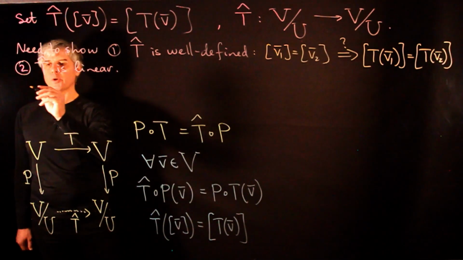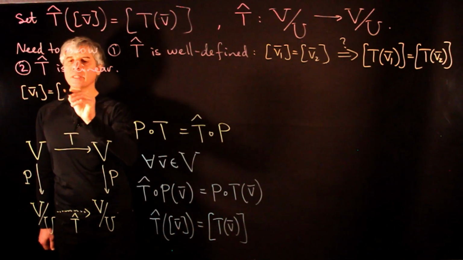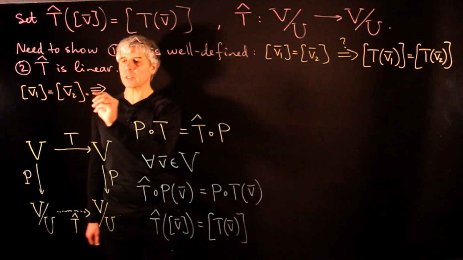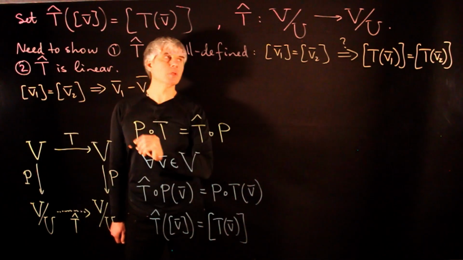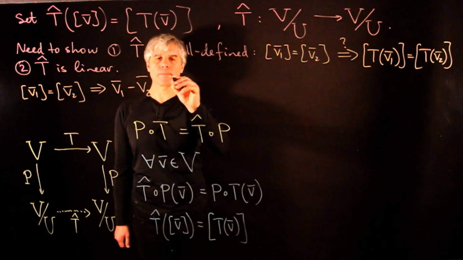Now let us show this property. Suppose the class of v1 is equal to the class of v2. So what does it mean? This means that the difference between these two vectors, v1 minus v2, belongs to the subspace that we quotient out. So this belongs to U.